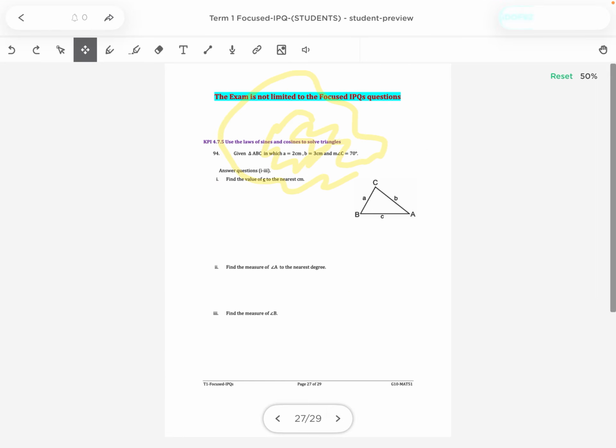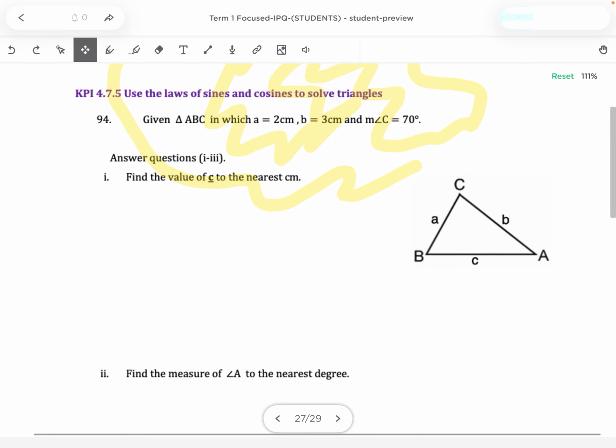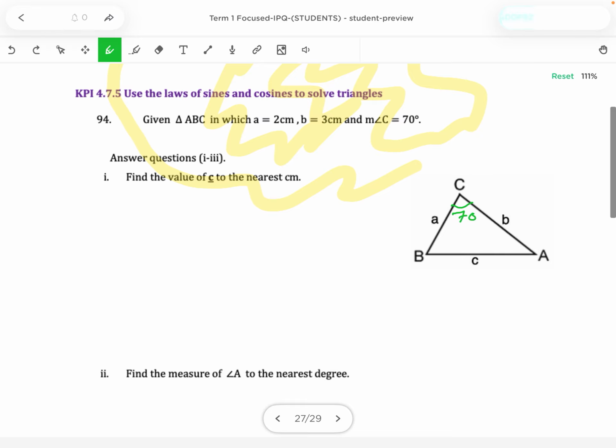Next one. Measure of angle C is 70. A is 2, B equals 3. The question asks us to find C. Sometimes they give you a hint to use, for example, law of sine or cosine. You can use the way that you prefer to solve.